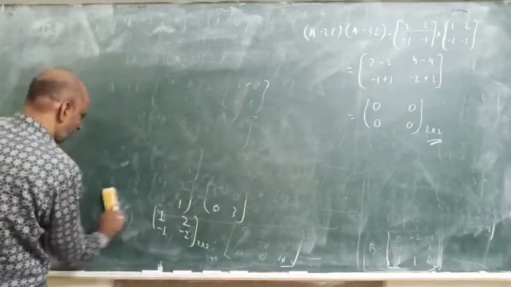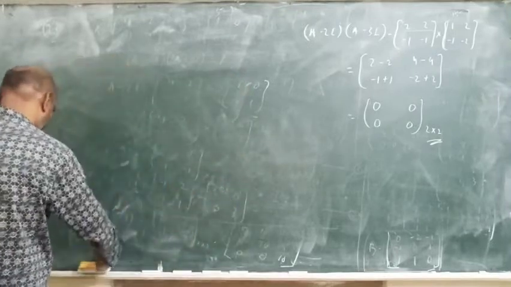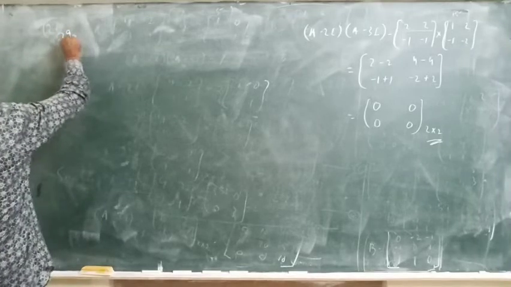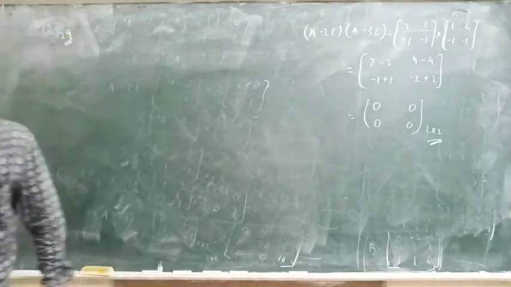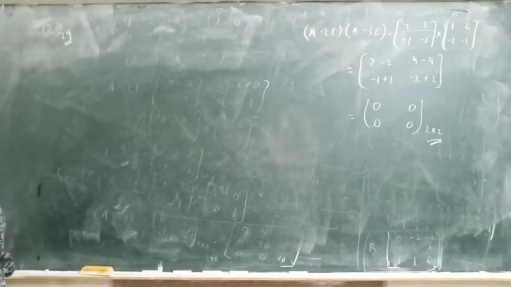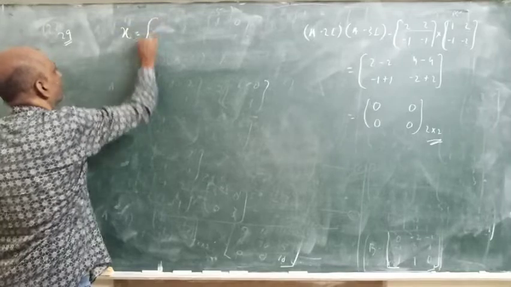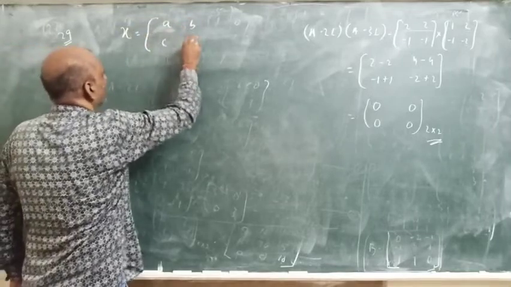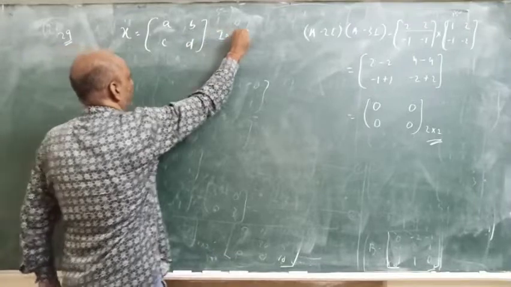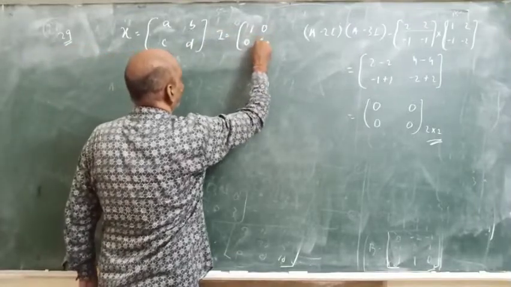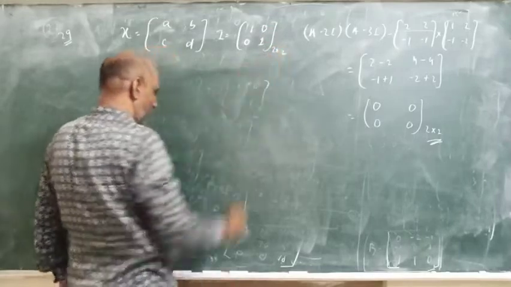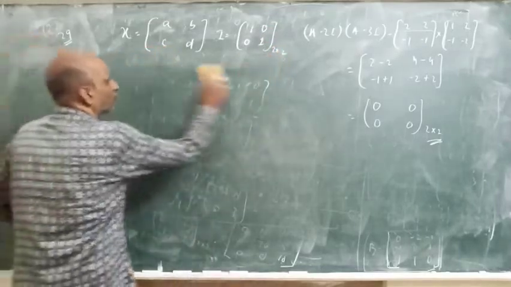Now we go for 29. The question 29: verify that A equal to [a b; c d] satisfies x square minus (a plus d)x plus (ad minus bc)I is equal to 0. So we will do a little bit of correction to it. Instead of A we will take X equal to [a b; c d], and I is the unit matrix of order 2. Then what do we want to prove?